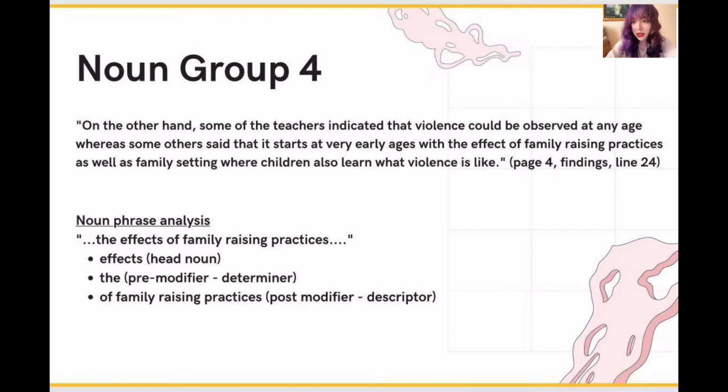In my part, effects is the head noun, the is a determiner, and of family raising practice is a post-modifier. Using this technique in the whole sentence can make readers feel the impact of violence on children more clearly and intuitively. That's all. Thank you.